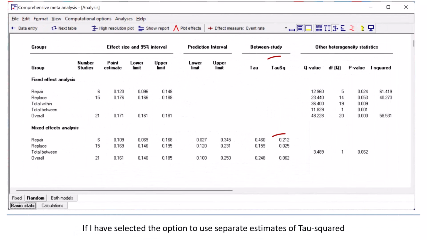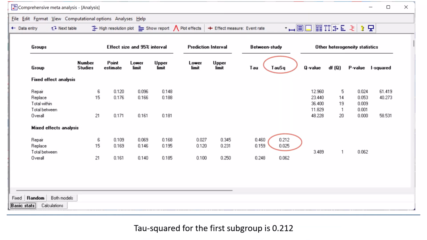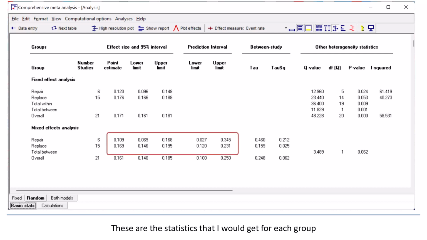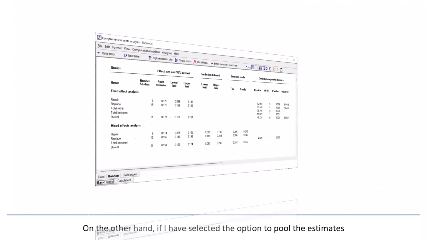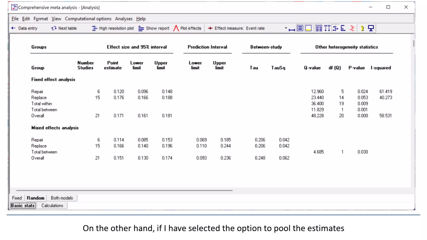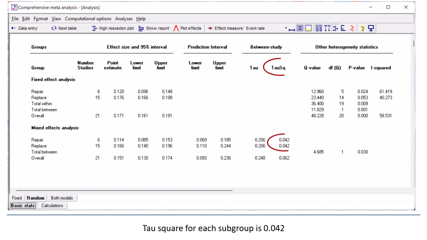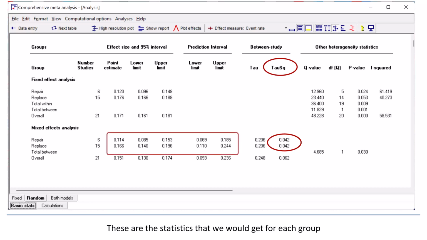If I have selected the option to use separate estimates of tau squared, then tau squared for the first subgroup is 0.212, and tau squared for the second subgroup is 0.025. And these are the statistics that I would get for each group. On the other hand, if I have selected the option to pool the estimates, then tau squared for each subgroup is 0.042. And these are the statistics that we would get for each group. This is the option that I would use in this analysis.